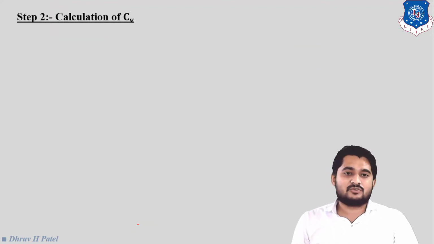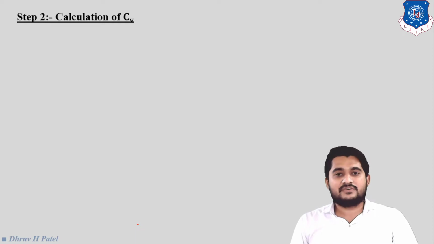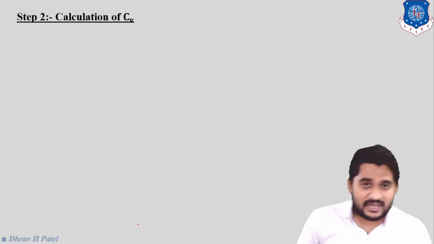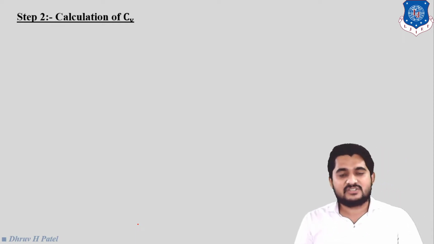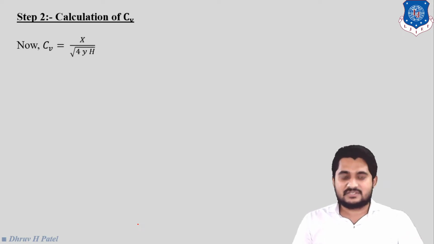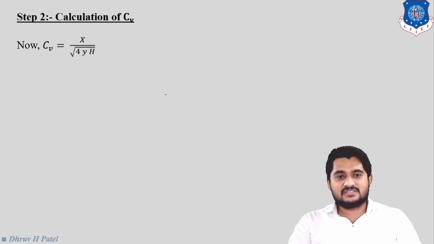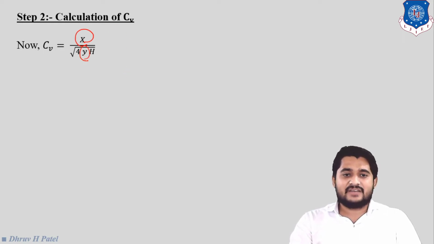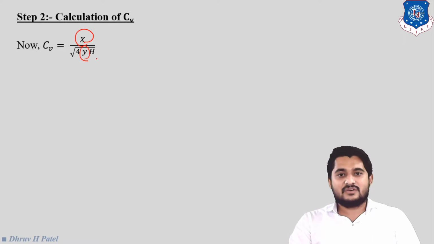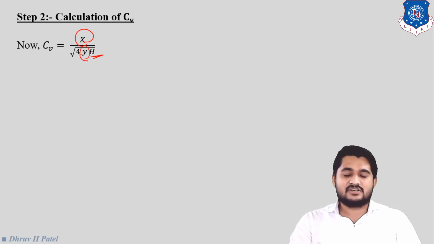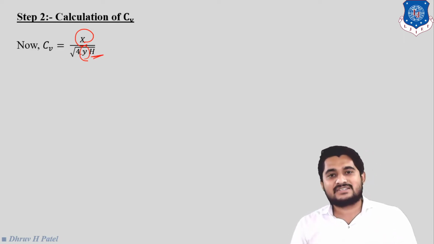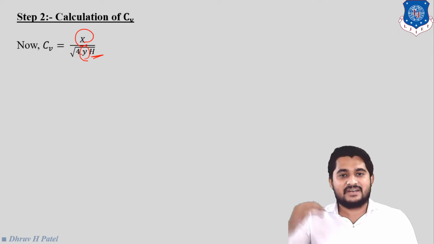Now our second segment will be calculation of the CV, that is coefficient of velocity. So in the experimental setup of the orifice and mouthpiece, we have to use this equation: CV is equal to x divided by under root 4 y h, right? Now what are x and y in this equation? That we will decide later. First of all, we will understand what h is. So obviously h will be the steady level of the water in the overhead tank, right?